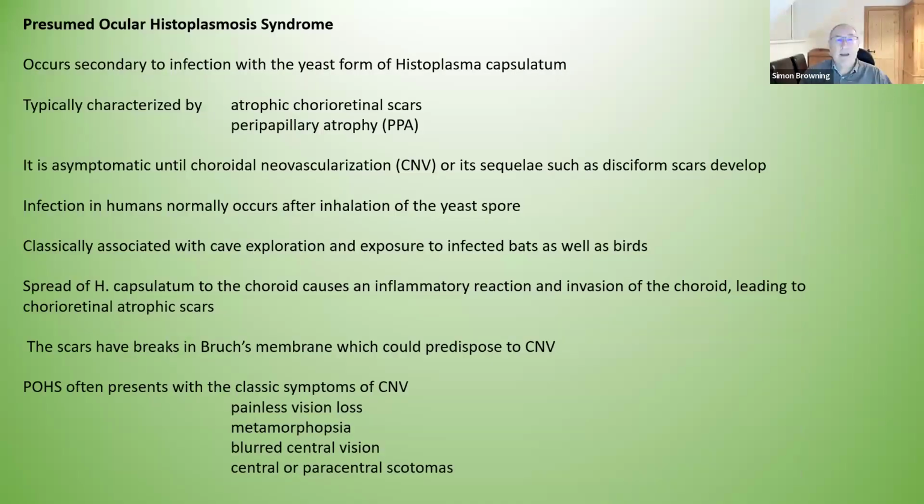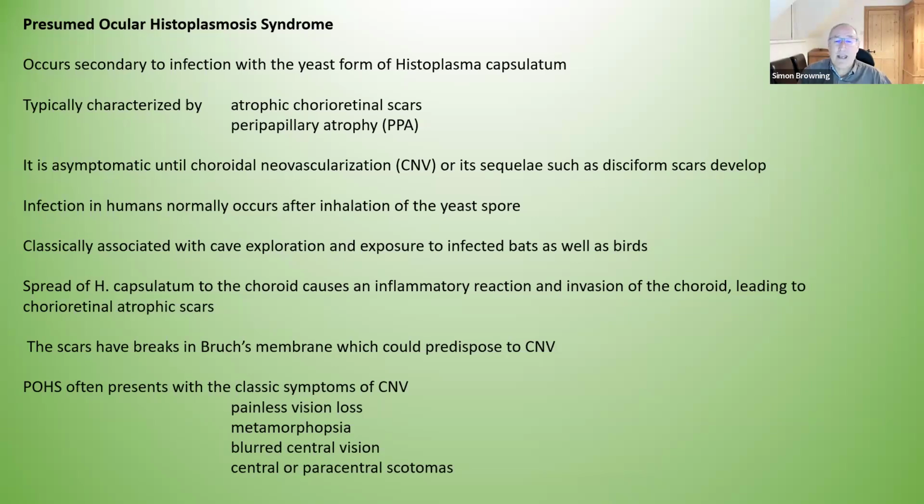So, moving on, we have presumed ocular histoplasmosis syndrome. Now, this might seem a funny one to include here, but actually, it's not. It's connected really to fungal spores of the Histoplasma capsulatum yeast. And you might think, so what? What's that got to do with anything? It's classically associated with cave exploration and then exposure to infected bats, but more commonly nowadays, infected birds as well.